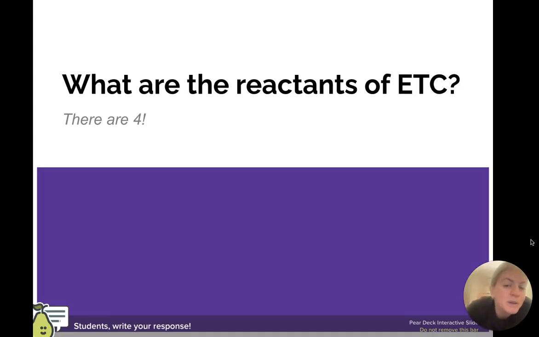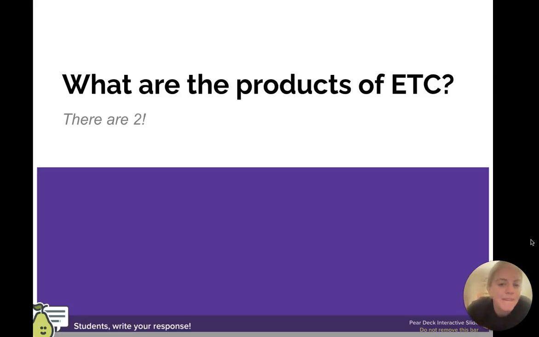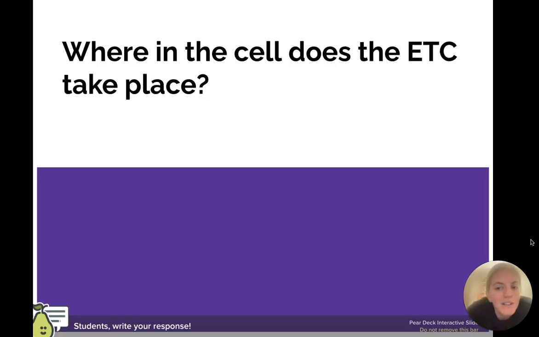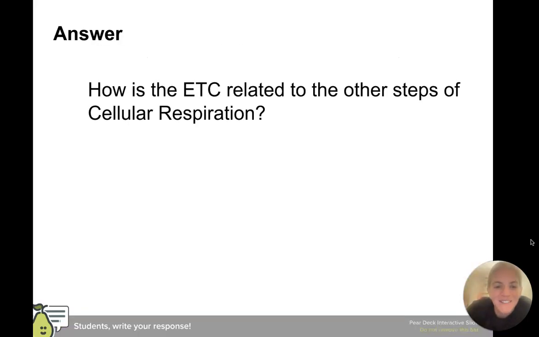So quick little review, what are the reactants of the ETC? Hint, there are 4. If you guessed NADH, FADH2, ADP, and oxygen, you are correct. What are the products of the ETC? Hint, there are 2. If you guessed about 34 ATP and you also guessed water, you're correct. And where in the cell does the ETC take place? If you guessed the inner mitochondrial membrane, you're correct.